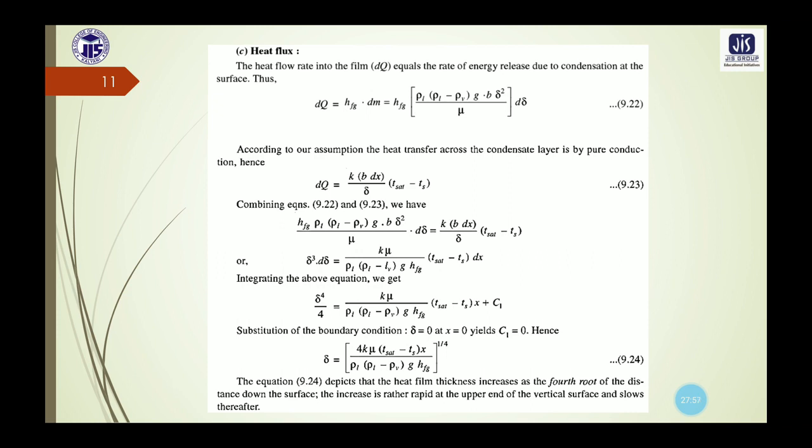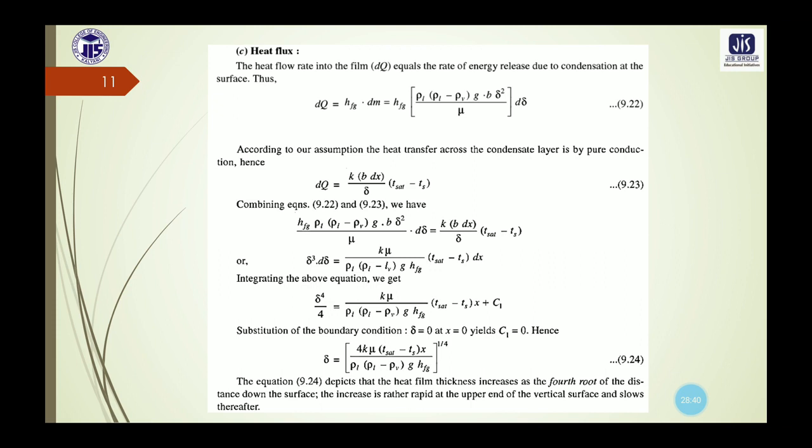Next we need to find the expression of the heat flux. So the heat flow into the film, dq, equals the rate of energy released due to condensation at the surface. The formula of this heat flow rate is dq equals hfg into dm. The expression of dm has been found in the earlier slide, so from that slide we need to enter this expression of dm, the mass flow rate, here.